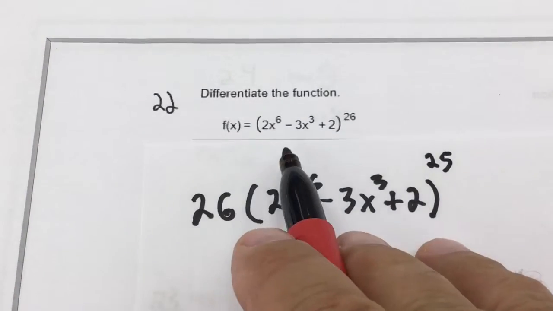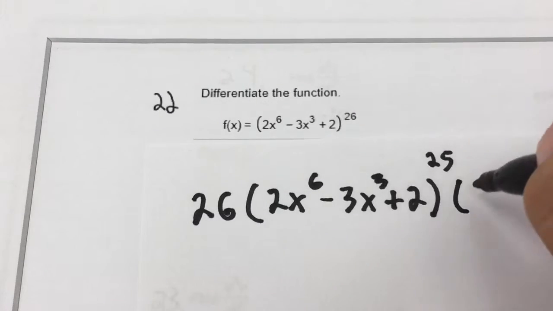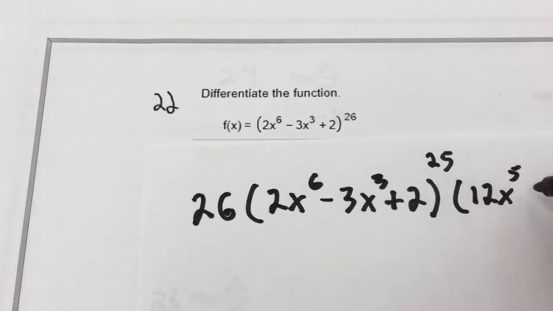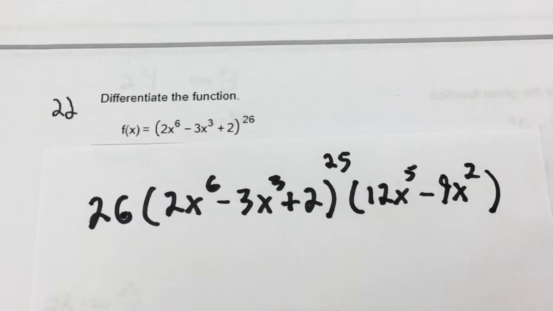Now I have to come back and take the derivative of the guts. So the derivative of 2x to the 6th is 12x to the 5th minus 9x squared. And the derivative of 2 is 0. So that's it. That's my answer to number 22.